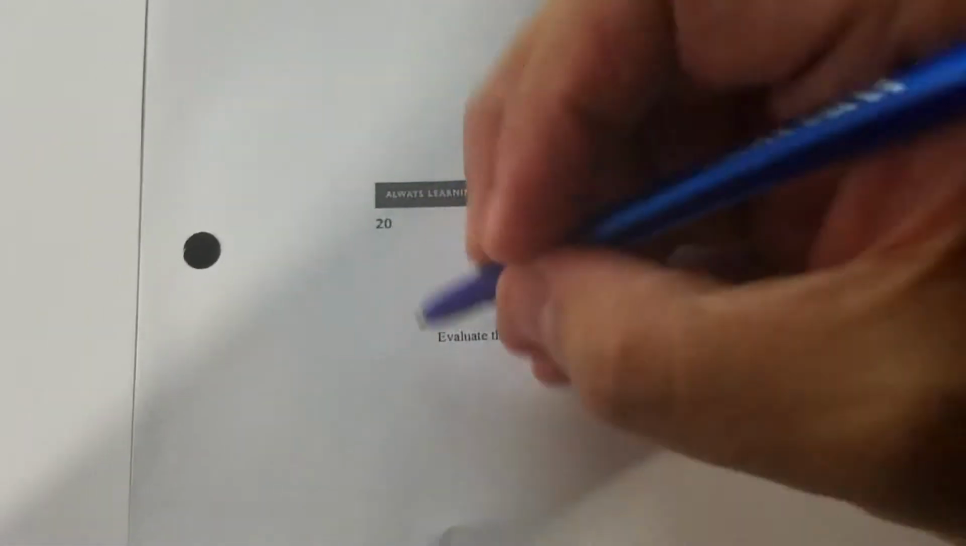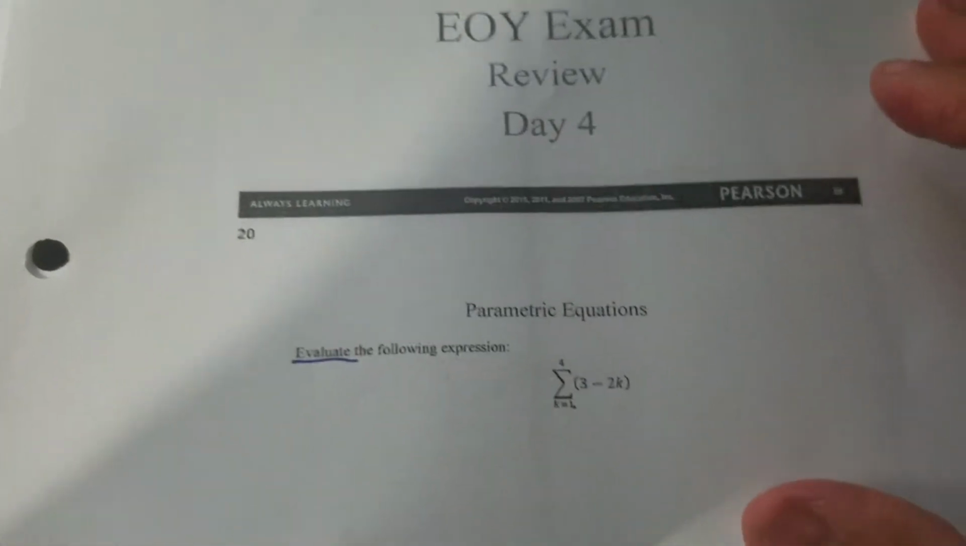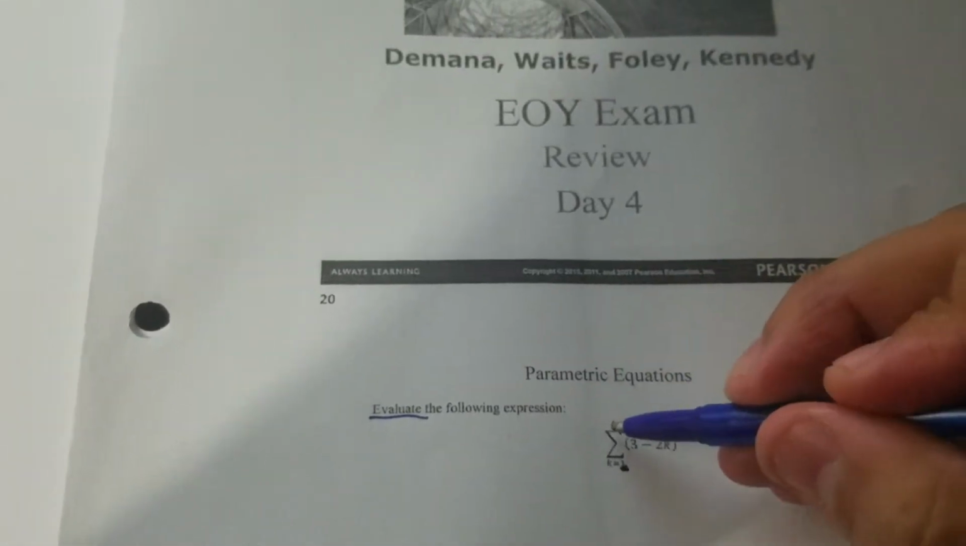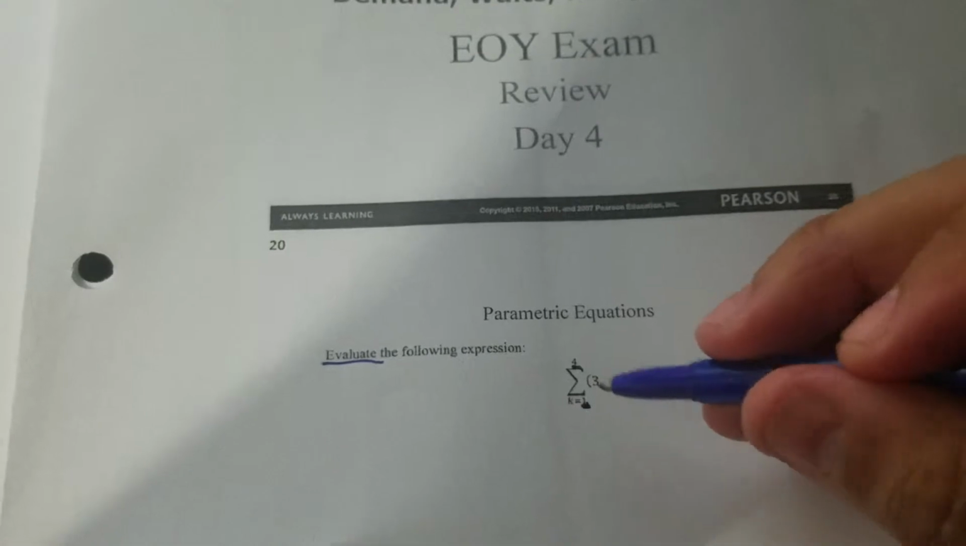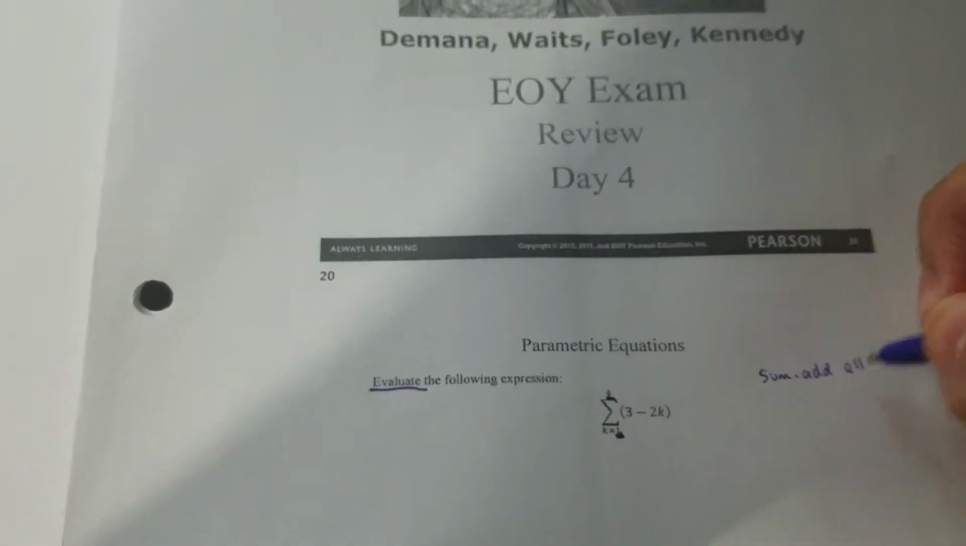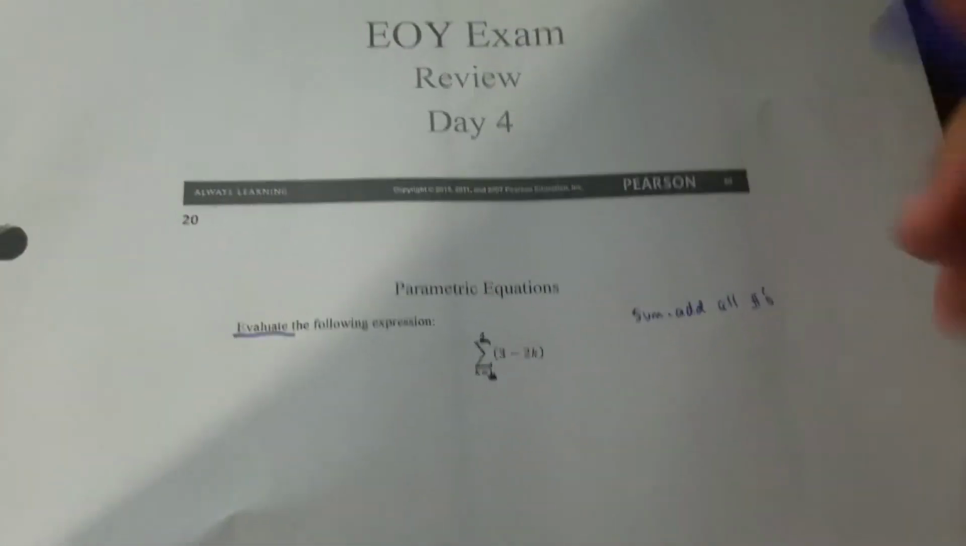Here they're asking me to evaluate this expression. The simplest thing that I think to do here is they're telling you the first number is 1 and the last one is 4. So remember, this symbol means sum. So you're just going to add all the numbers. And since this is going to be a non-calculator problem, they won't give you big numbers.